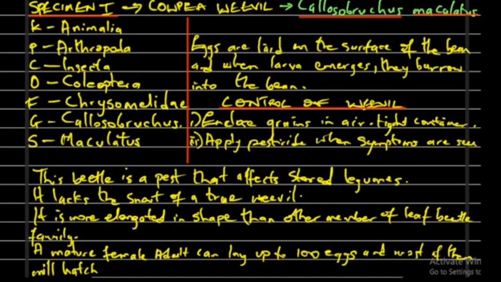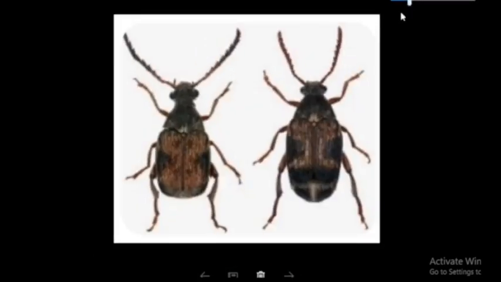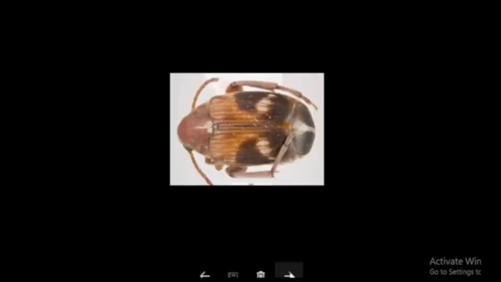So these are pictures of the cowpea weevil. You can see pictures of the cowpea weevil here. That is what the cowpea weevil looks like. Here's another picture of it.